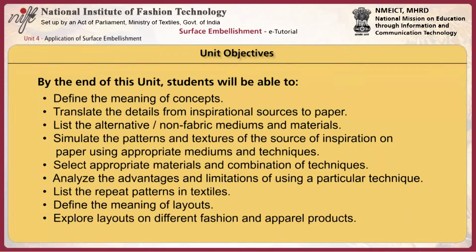By the end of this unit, students will be able to define the meaning of concepts, translate the details from inspirational source to paper, list the alternative non-fabric medium and materials, simulate the patterns and textures of sources of inspiration on paper using appropriate medium and techniques, select appropriate material and combination of techniques keeping in mind the look and quality parameters for translation on textiles, and analyze the advantages and limitations of using a particular technique over other methods.